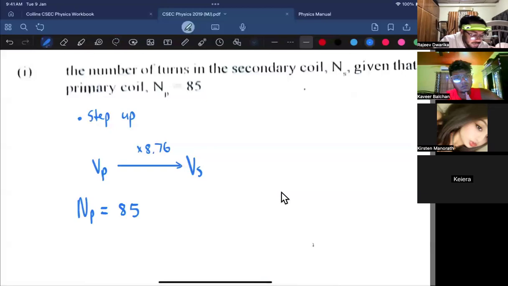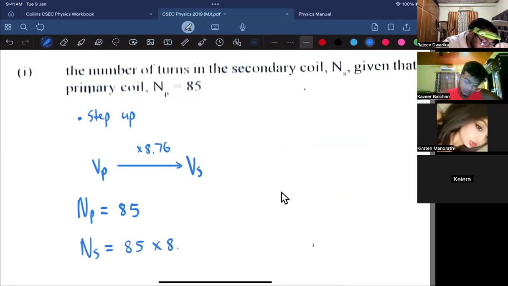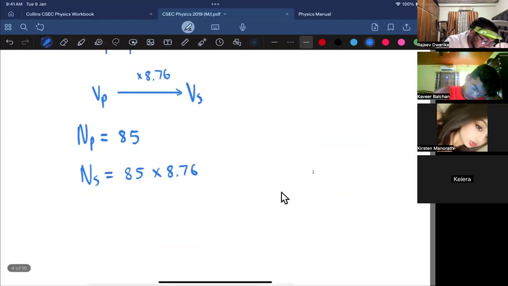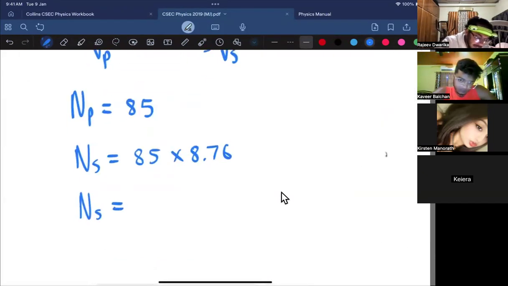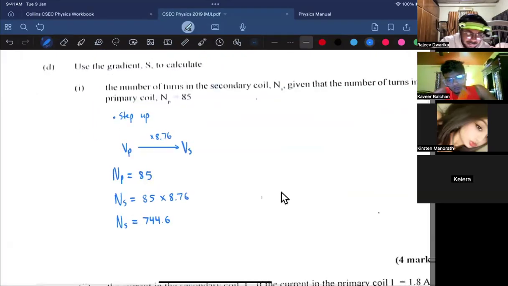Turns. Correct. So if this is a step up, and we know the voltage is increasing by 8.76 times, that means we need to do how much more turns? 8.76 more turns. By what? Multiply by what? 85. Correct. So the number of turns in the secondary is 85 by 8.76. I want you to plug that into your calculator. 744.6. All right. Kira, you understand now?